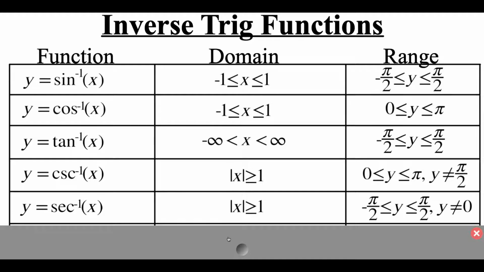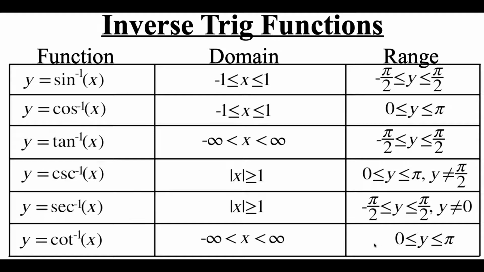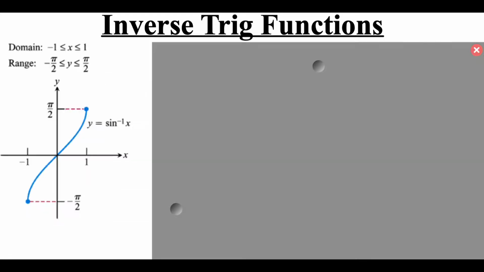Similarly, for the inverse secant, as far as the domain, the absolute value of the x values that we're plugging in have to be greater than or equal to 1. The angle answers that we're going to get back are going to be somewhere between negative pi over 2 and positive pi over 2, but 0 is not included. And then lastly, our inverse cotangent. We can safely plug in any x value that we want. And as far as those angle answers that we're going to get back, those are y values that are between 0 and pi.